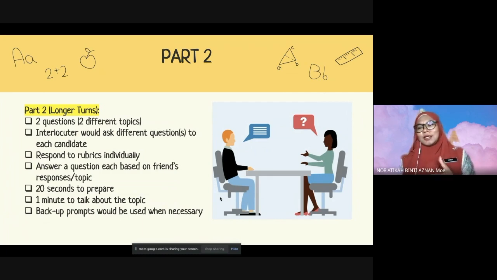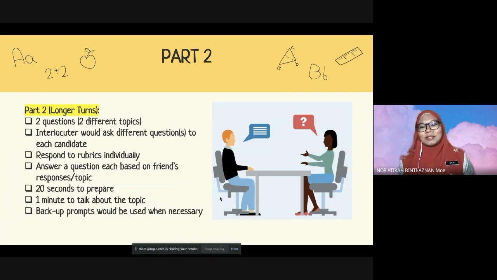Meaning that your partner will have to respond to his or her topic, and then at the end of the session, he or she will be asked about your topic. But there's only one question. Awak akan ditanya. Jadi awak kena alert juga. Awak kena ambil kisah juga. Pasal awak kena dengar apa yang berlaku dalam bilik tu. You have to pay attention and you have to listen very well so that you know what you should expect to be asked next.